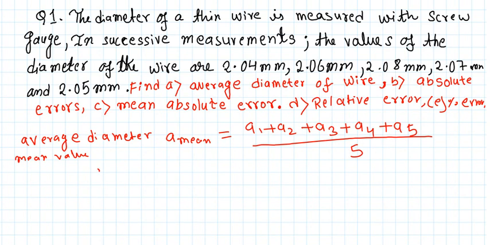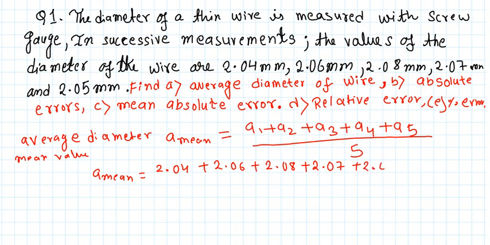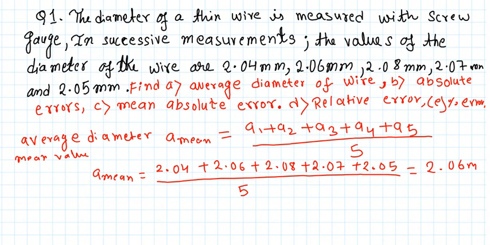So A mean will equal 2.04 mm, 2.06 mm, 2.08 mm, 2.07 mm, and 2.05 mm, upon 5. Now after calculating we get 2.06 mm. So our A mean, or average diameter of this wire, is 2.06 mm.